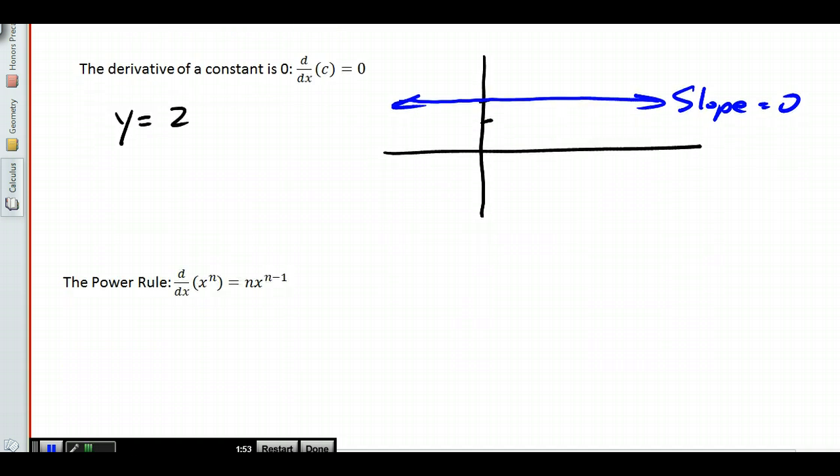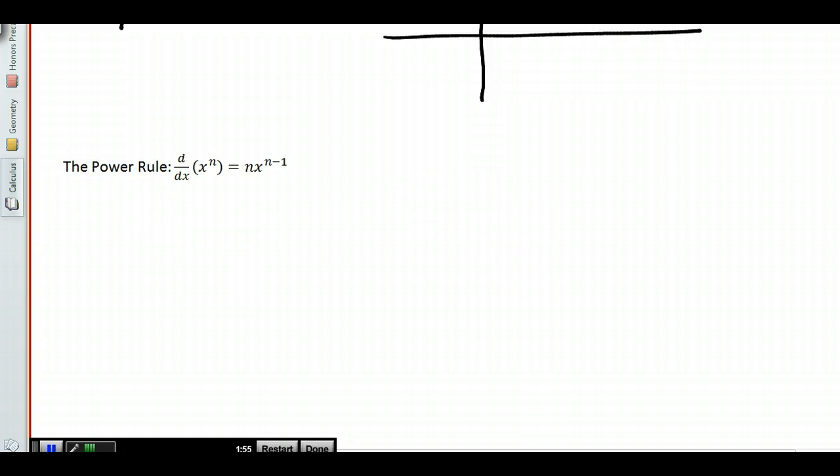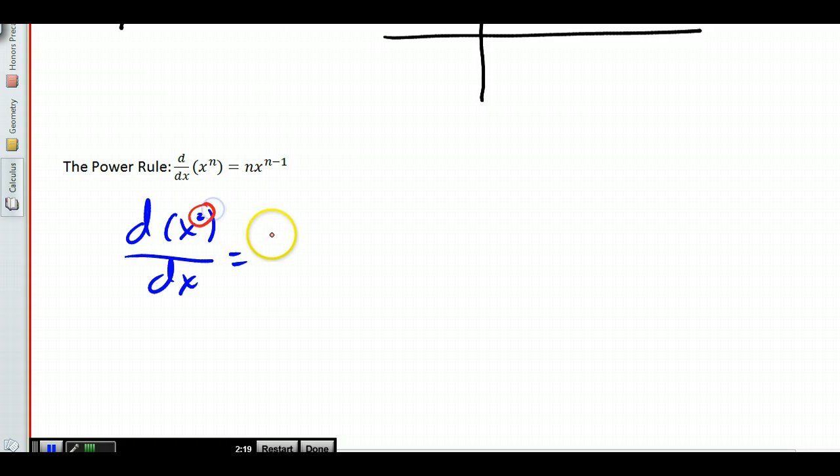Okay, so what if you have something besides a constant? Well, we have this beautiful little rule called the power rule. What it says is the derivative of x raised to the nth power is that power comes down, becomes a coefficient, times x raised to the n minus 1 power. So, for example, the derivative of x squared with respect to x, I'm going to take this little exponent, it's going to come around front, become the coefficient, and then I'm going to subtract 1 from the exponent. And so I get 2x.